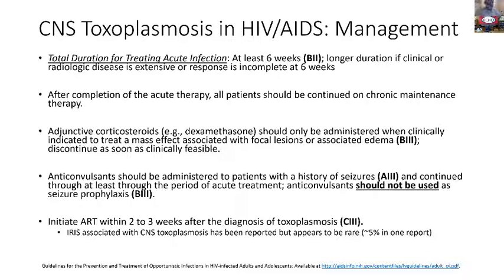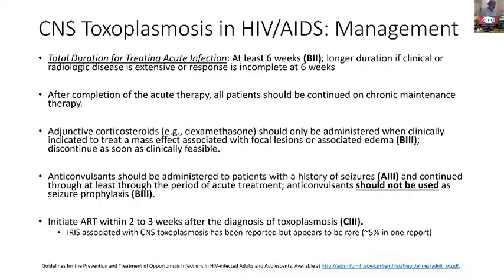So the total duration of treatment for acute infection is at least 6 weeks. A longer duration of treatment can be given if there's extensive disease or if the response is incomplete after 6 weeks. And a lot of us have experienced persons with toxoplasmosis being on medication for many, many months, because with repeated CT scans, there's still evidence of rim enhancement and vasogenic edema that is persistent. After completion of acute therapy, all patients should be continued on chronic maintenance therapy, or secondary prophylaxis.